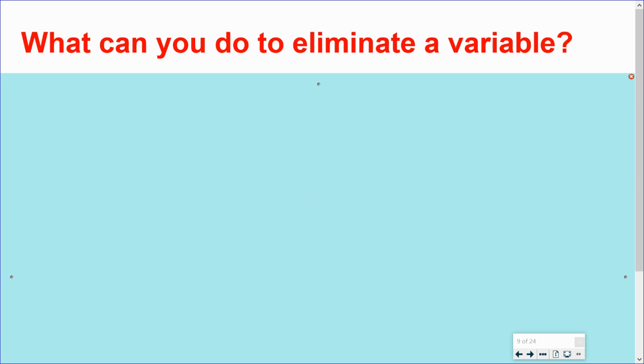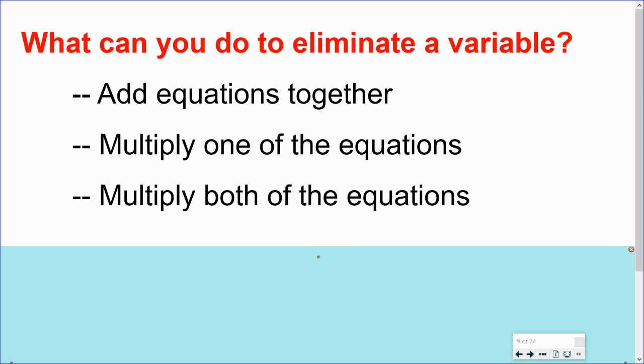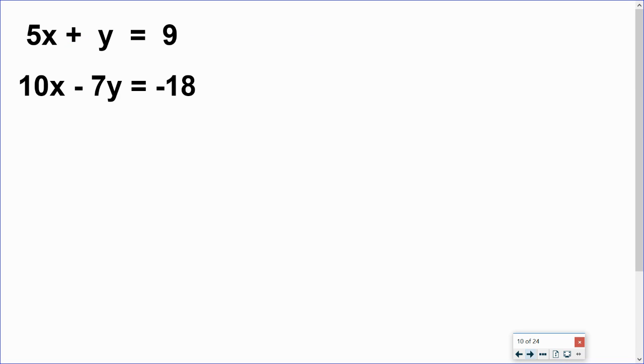Okay, what can you do to eliminate a variable? Add equations together, multiply by a particular number, or multiply both equations by a number. Eliminate, solve, substitute, solve. Now, in looking at this one, it's not quite as easy as that first one that we did, and the reason is none of those numbers are opposites of each other. 5, 10, 1, negative 7. They don't work. So I want to multiply either the top or the bottom equation by a particular value that can get rid of it.